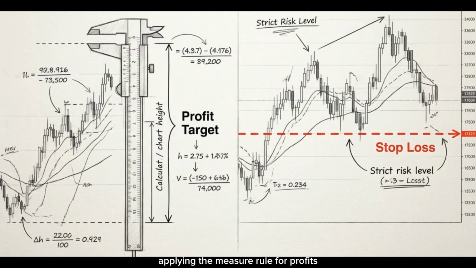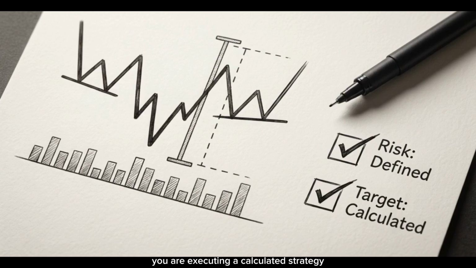Applying the measure rule for profits and a hard stop loss for risk removes emotion from the equation. You are executing a calculated strategy based on strict probabilities rather than guesswork.